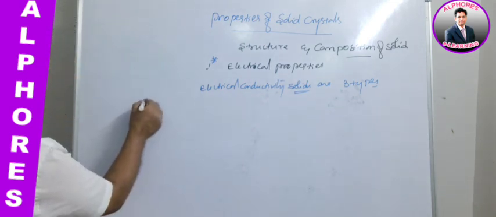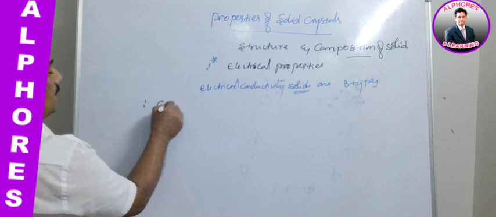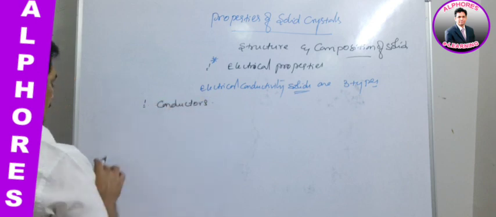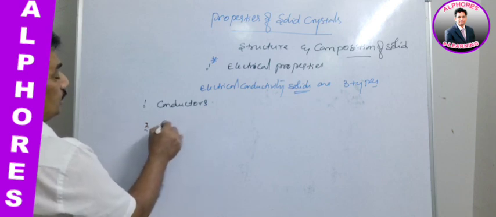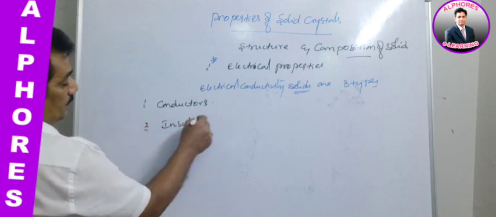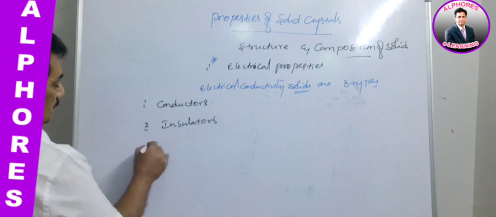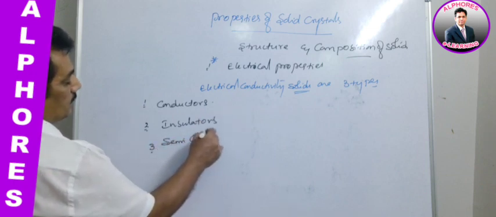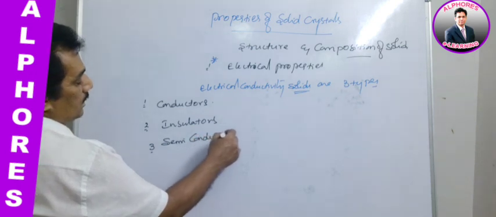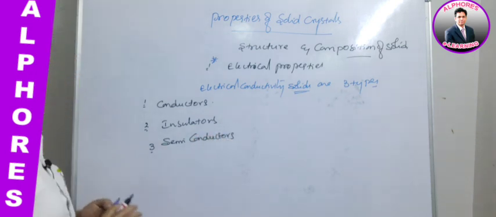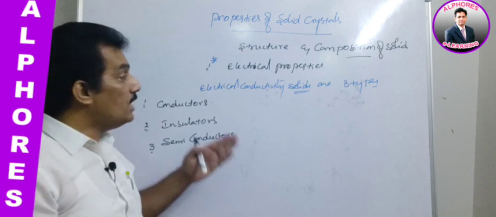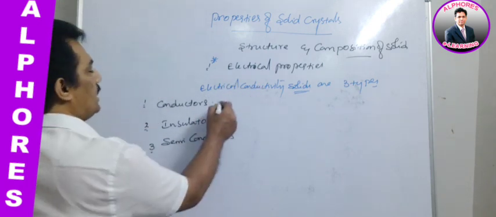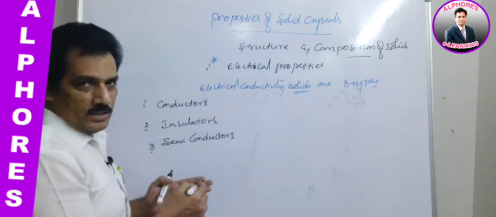Already you know from your physics, it is nothing but conductors. And the second one is insulators. And the third one is semiconductors. These are the three kinds of solids depending on the conducting property. Clear? And now let us define these.